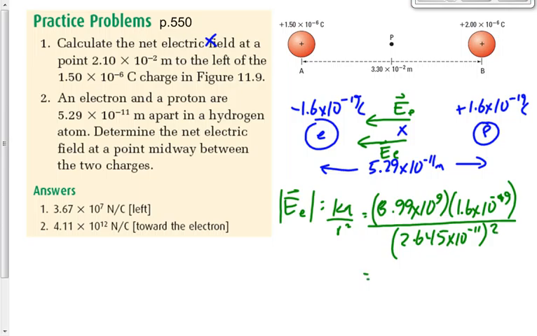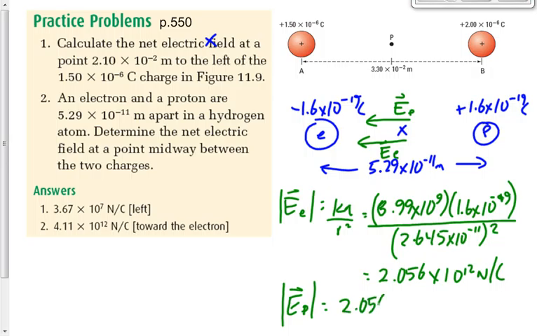I'm going to guess it's going to be 2.056 times 10 to the 12 newtons per coulomb. The electric field caused by the proton, because the numbers are exactly the same here, is also going to be exactly the same. 2.056 times 10 to the 12 newtons per coulomb.